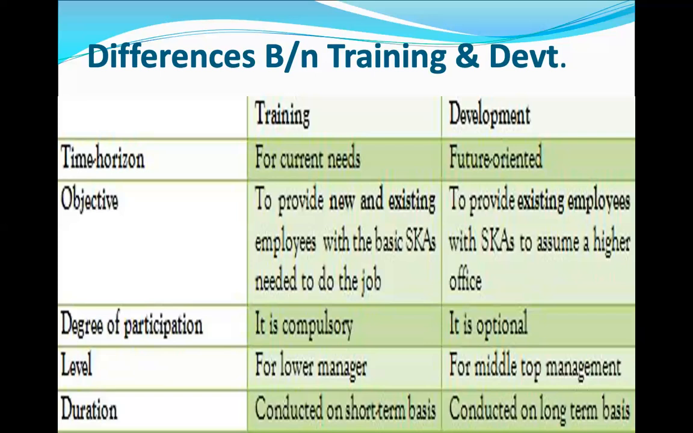So it's very related to time horizon, where we said it's future oriented. So the skills, knowledge, and abilities that are given to employees are meant to help them assume a higher office in the future. Degree of participation: when it is training, it is compulsory, all right? Because it's meant to help you deal with current problems and issues.